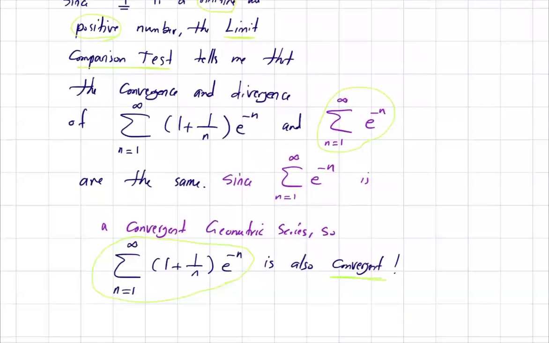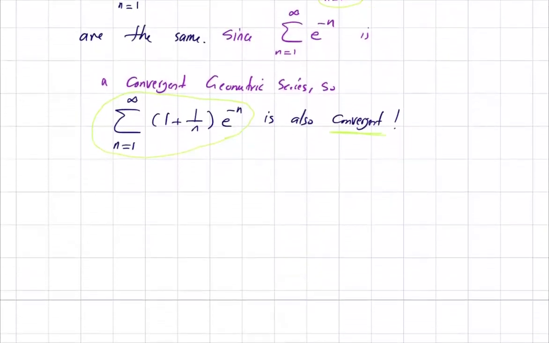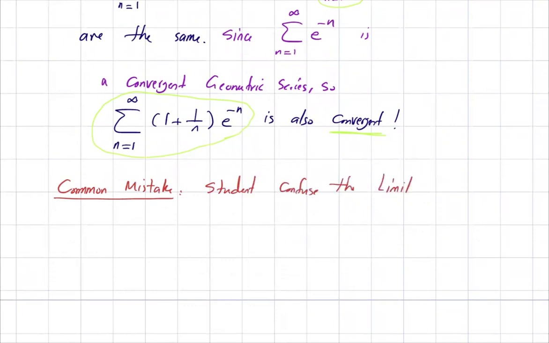There's a common mistake for students on the exam that we see frequently. The common mistake is that students confuse the limit comparison test with the ratio test.